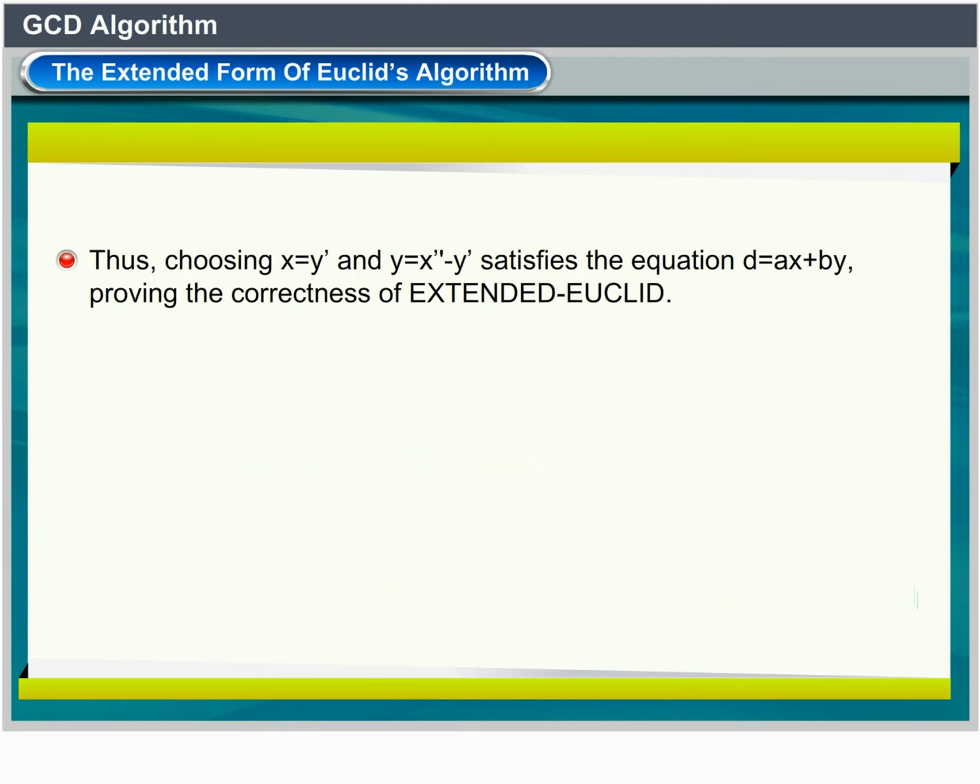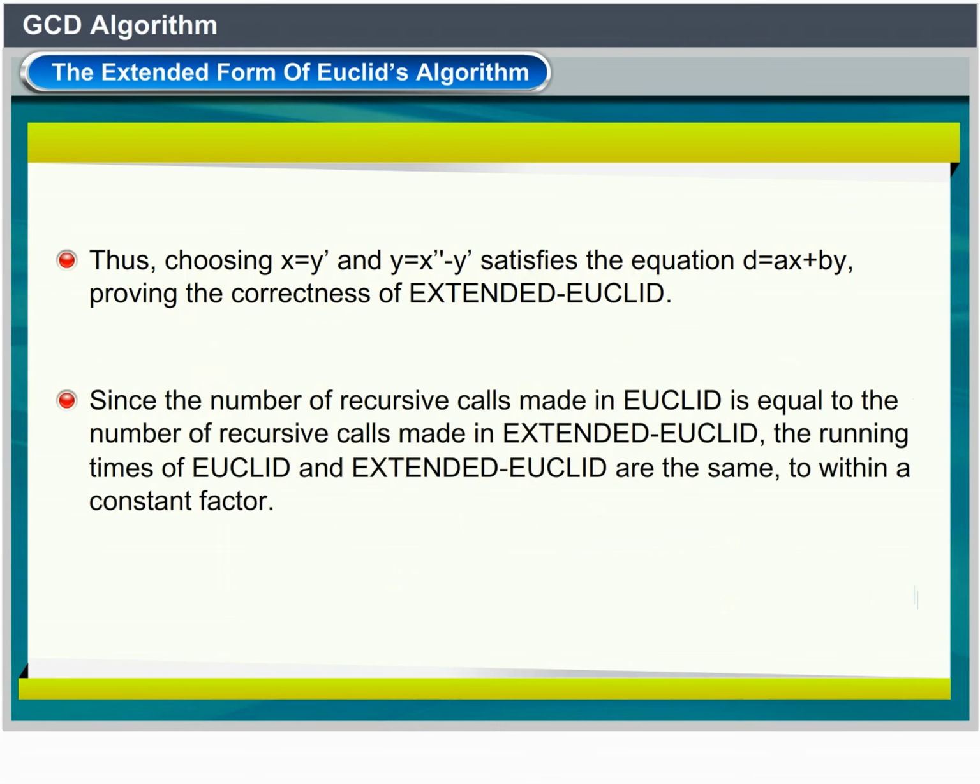Since the number of recursive calls made in Euclid is equal to the number of recursive calls made in extended Euclid, the running times of Euclid and extended Euclid are the same, to within a constant factor. That is, for a greater than b, which is greater than 0, the number of recursive calls is O(log b).